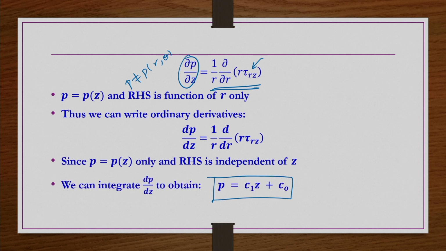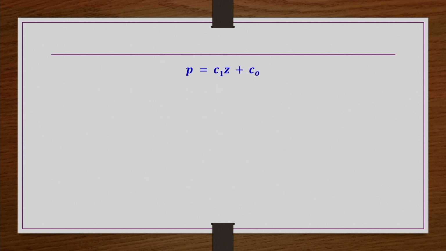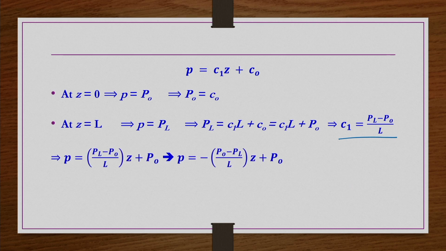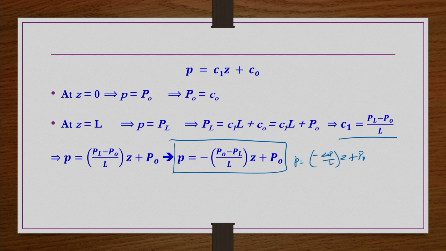So, then we get P is equal to C1 z plus C0, right. Now, apply the boundary conditions: z is equal to 0, P is equal to P0. So, C0 is P0. At z is equal to L, P is equal to PL. So, that means PL is equal to C1 L plus C0, that means C1 is PL minus P0 by L. So, you get this expression, P is equal to minus delta P by L times z plus P0. Okay. So, what do we get? We get a linear profile.